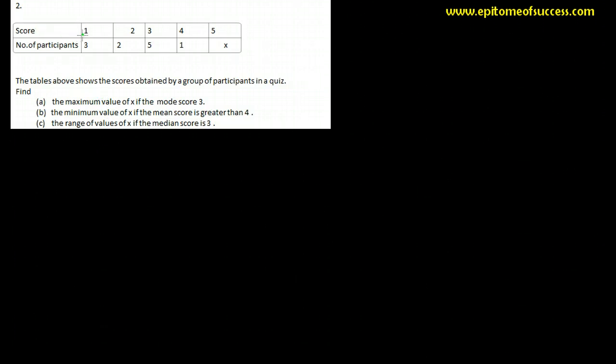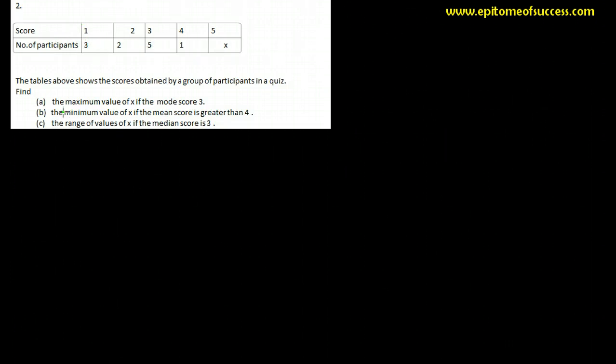The score, 1, 2, 3, 4, 5, and the number of participants who got the score. So the first thing you must be able to tell from this question is what is the data and what is the frequency. Obviously, the data will be the score, right? The score cannot be frequency. The frequency would be the number of participants. So in this case, 3 people got the score of 1, 2 have the score of 2, 5 have the score of 3, and so forth. So the number of participants would be the frequency in this set of data.